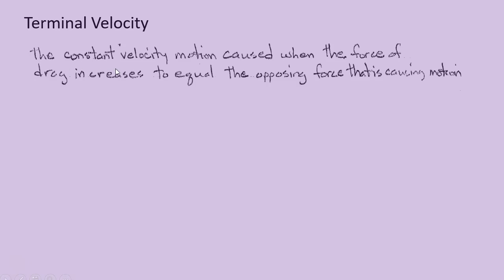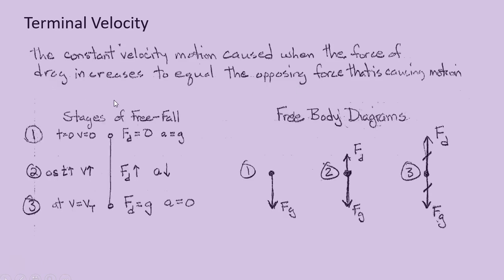Well, let's take a look at terminal velocity. So terminal velocity is the constant velocity motion caused when the force of drag increases to equal the opposing force that is causing the motion. Now this can be either horizontal or vertical. We most often think of free fall, things falling, but it could also be a car speeding along a surface, or a missile or an airplane going through the air. So it's not always things falling. So this general condition, terminal velocity, is reached when the drag force is equal to the opposing force that's causing the motion. So let's take a look at the stages of free fall.